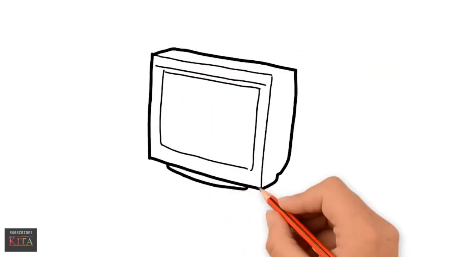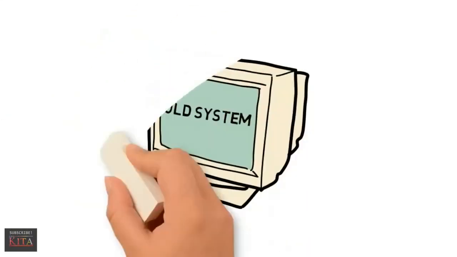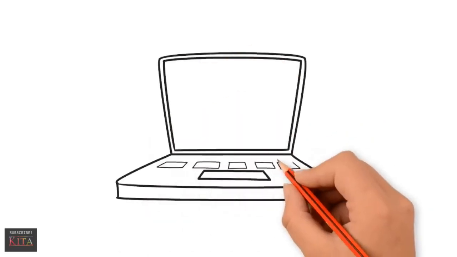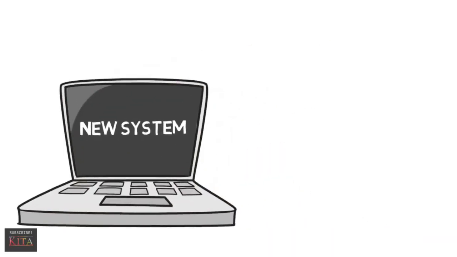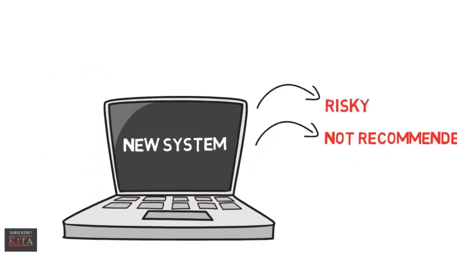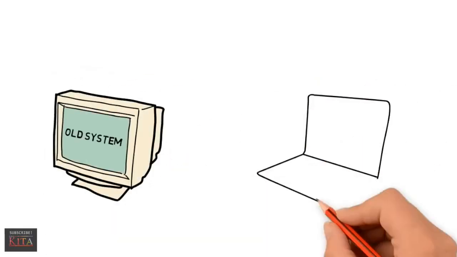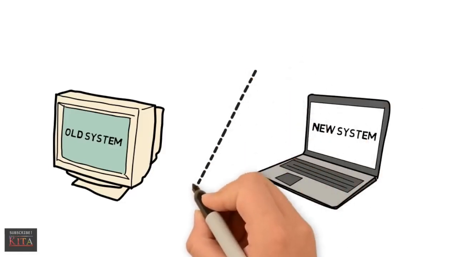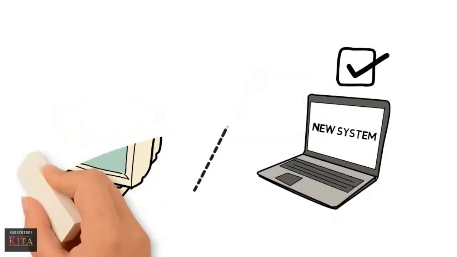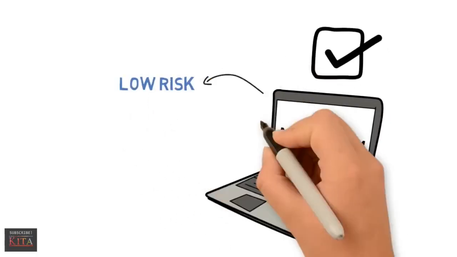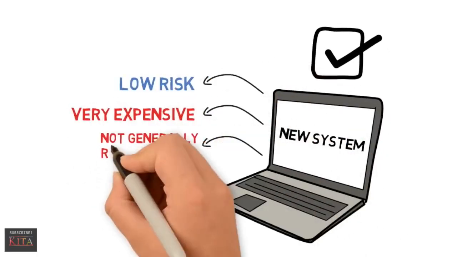Direct approach is abandoning the old system and starting up the new system. It can be very risky and not recommended. Parallel approach is running the old and new side by side until the new system proves its worth. It is very low risk. However, it is very expensive and not generally recommended.